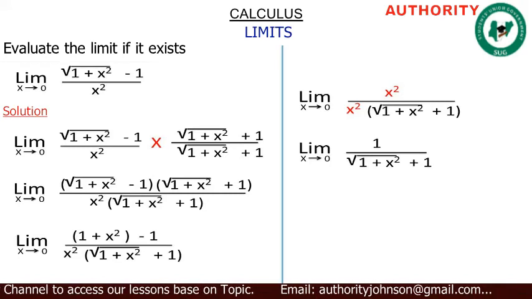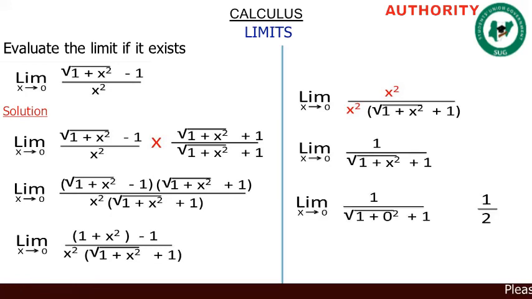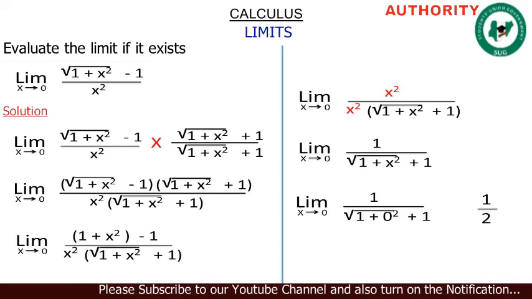We are having the limit as x approaches 0 of 1 all over square root of 1 plus x squared plus 1. From here, let's insert 0 wherever we see x. So we are going to have 1 all over square root of 1 plus 0 squared plus 1. If you perform this operation, we're going to have 1 all over 2. That is to say, square root of 1 plus 0 gives you square root of 1, then square root of 1 is 1. 1 plus 1 is 2. So we're having 1 all over 2.